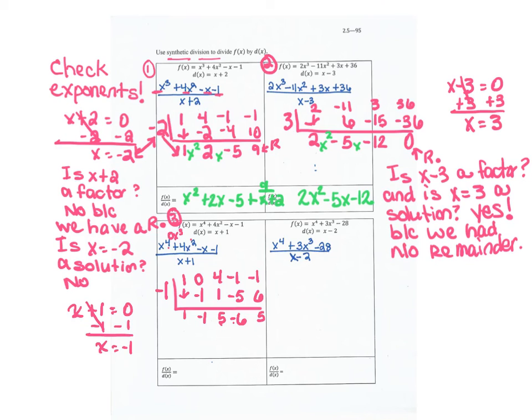So we had an x to the fourth, so now I'm going to have an x to the third, x squared, an x, a constant, and a remainder. So my final answer is x to the third minus x squared plus 5x minus 6 plus my remainder over my divisor of x plus 1. One more.